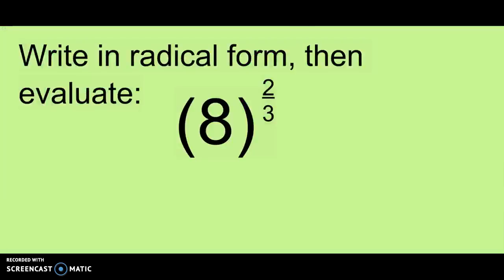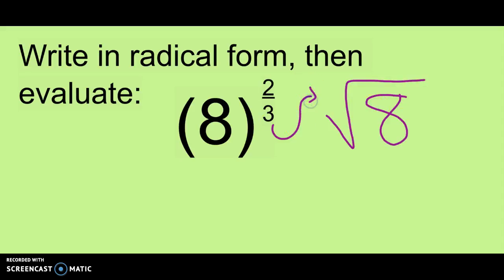All right, so let's try this. Now go backwards. Write it in radical form, and then we're going to evaluate it. So you have the 8. That's your big number. And you're writing a radical this time. So again, the root is going to go here. So we're taking the cube root of 8.